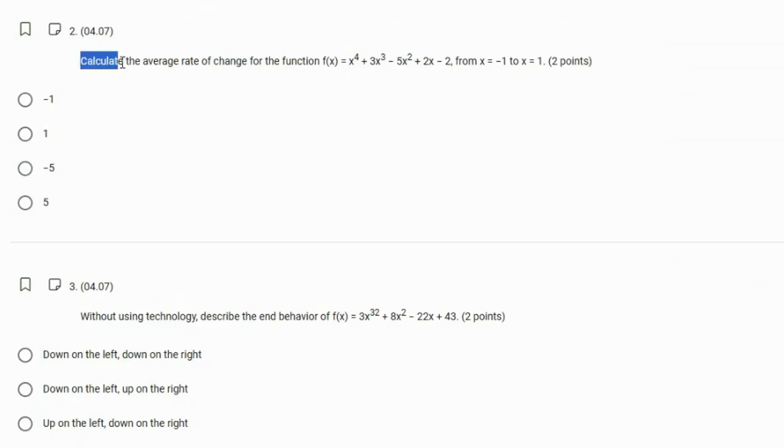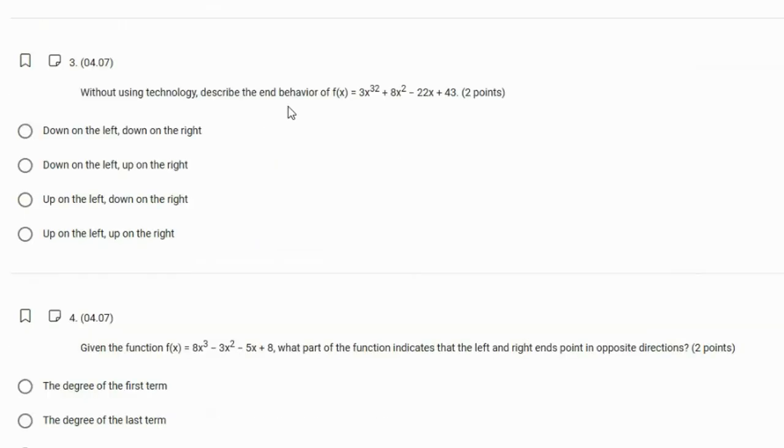If this is calculate the average rate of change, you can either graph this and look at the slopes between -1 and 1, rise over run between those 2 points, or you can substitute -1 in here and substitute 1 in there and find out what the difference is. What's the end behavior of a 3x to the 32nd? That's an even number, so you know they're going to go the same direction. Are they both going to go up? Are they both going to go down? All depends on the coefficient.